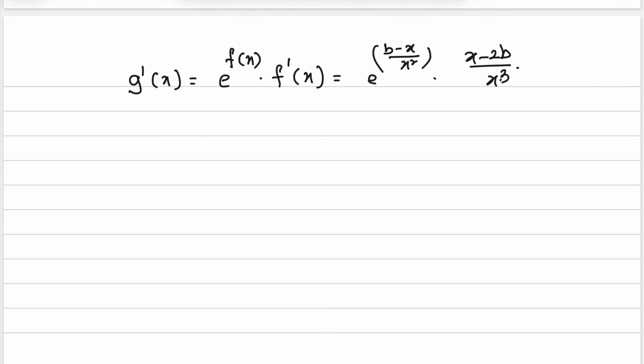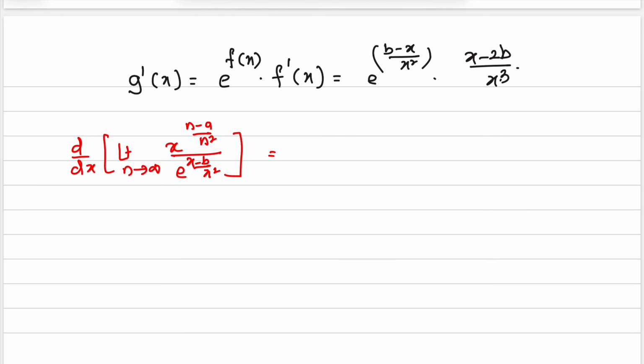Now the final answer is d by dx of the limit as n tends to infinity of x to the power of n minus a by n square, whole divided by e to the power of x minus b by x square, is equal to (x minus 2b) by x cube into e to the power of (b minus x) by x square.